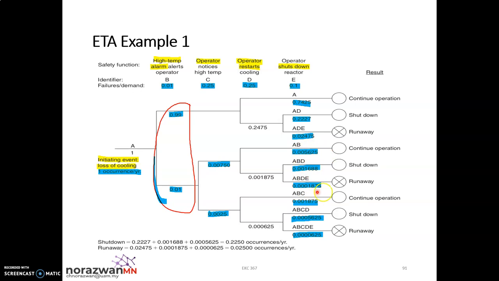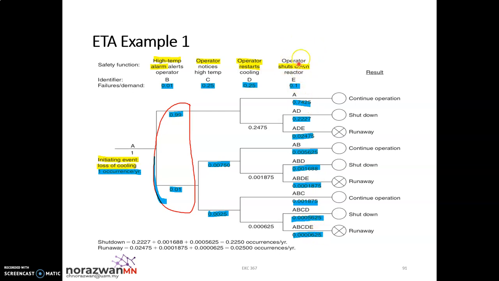As compared to the bottom one, you have your ABC, ABC, and also this is also ABC, meaning that the A and B safety functions have also failed for this event. So you have ABC, ABCD, and finally ABCDE, meaning all of the safety function stages have failed. It has a failure in each of the safety functions. So ABCDE is the failure frequency for this event.